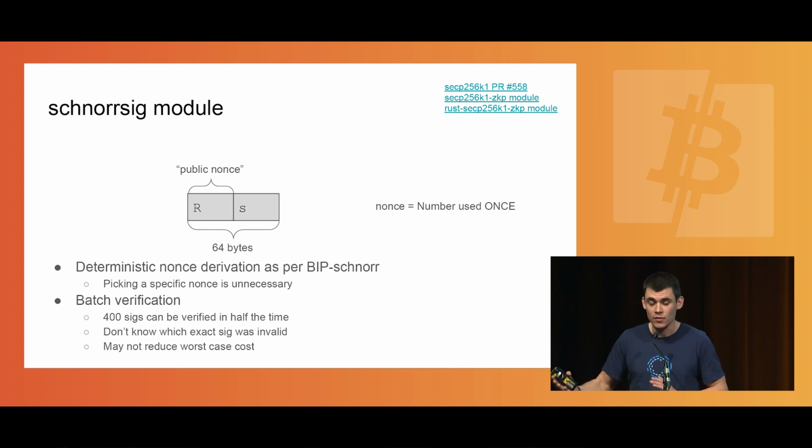But using this batch verification, if the batch verification fails, you don't know which signature was responsible for it. And this is also the reason why batch verification may not reduce your worst case cost, because you need to know who actually was dishonest in this protocol, or perhaps the attacker could send a signature such that it wouldn't be in your batch or something like that.